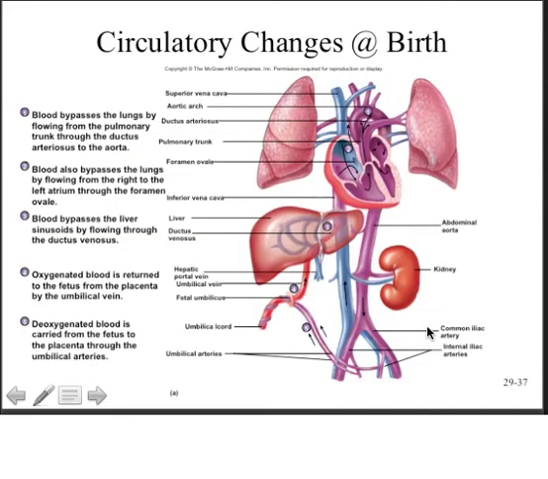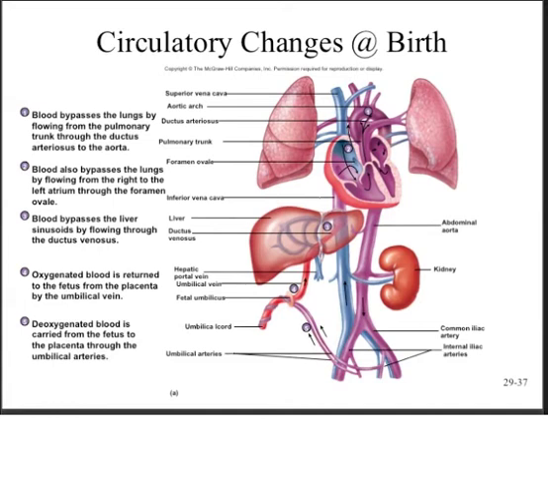What we're looking at here are just the circulatory changes that we've been discussing. Prior to birth, we have the fetal circulatory pattern. You can see that blood bypasses the lungs by flowing from the pulmonary trunk through the ductus arteriosus and into the aorta. It also bypasses the lungs by flowing from the right to the left atrium through the foramen ovale, and bypasses the liver by flowing through the ductus venosus and eventually entering the inferior vena cava.